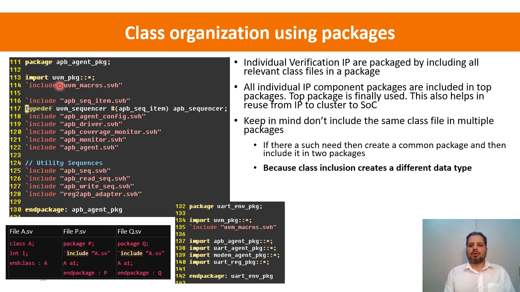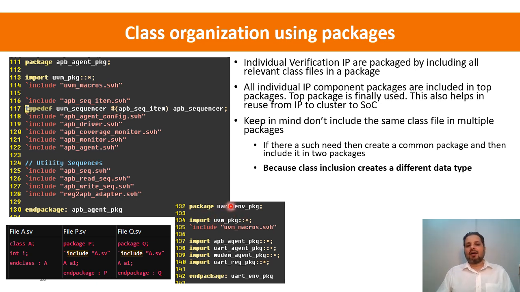Why do we need these two lines? We will understand briefly, but we have to do this. This is the process. And then you include all the class files that are relevant for the APB, right? So sequence item, agent, driver, coverage monitor, then your monitor, agent, then the sequences, then read sequence, write sequence, and then your register RAL adapter. So everything related to APB is all imported over here, and then you create your APB agent package, and then you hierarchically organize it, right?